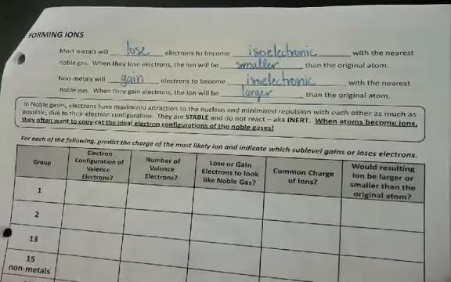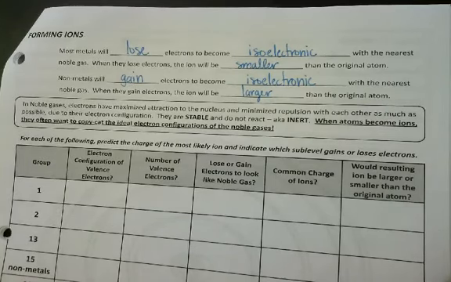Okay, now these elements do that because, like I said before, the goal of all of our elements, all of our atoms, is to be like a noble gas. Noble gases have a full valence shell. They have 8 valence electrons. That's why noble gases don't react.